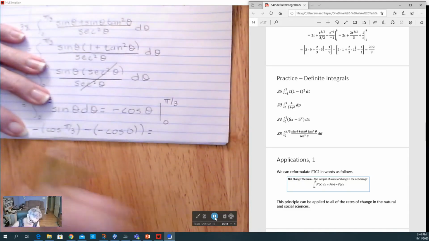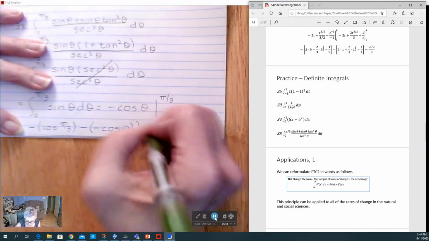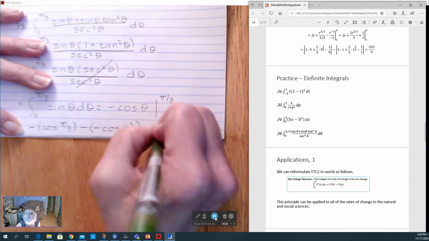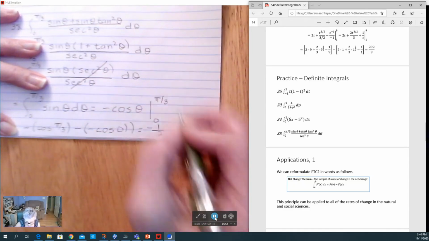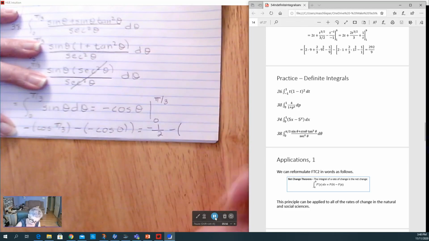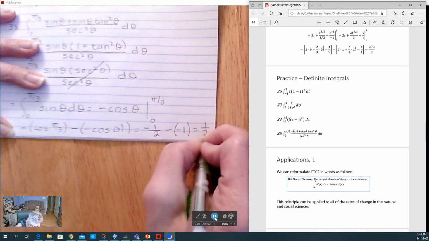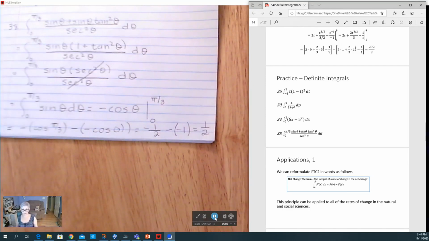So negative cosine of pi over 3. Well, pi over 3 cosine is equal to 1/2. So negative 1/2 minus cosine of 0 is 1. So negative 1. And we end up with a half. A lot of work for a half. That one you could plug in your calculator and have it do the work for you.